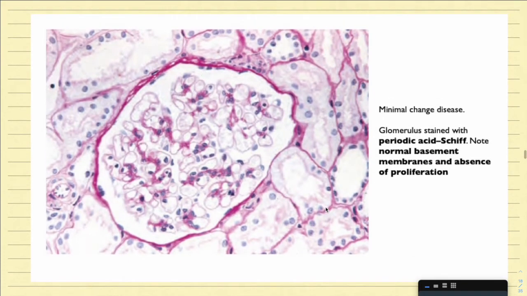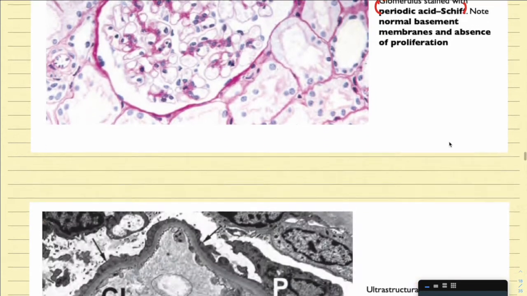So this is the classical light microscopic picture in minimal change disease. The glomerulus is stained with PAS stain, and remember the basement membrane is completely normal. There is no thickening of the GBM. There is no proliferation of cells over here. So the glomerulus is looking completely normal by light microscopy.